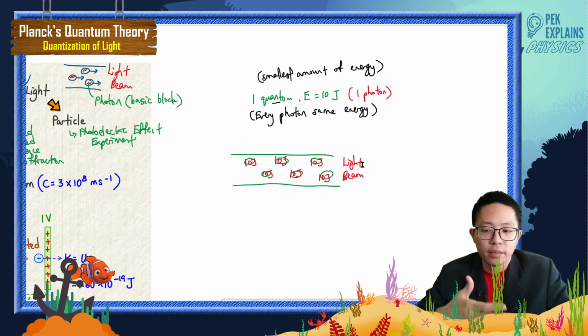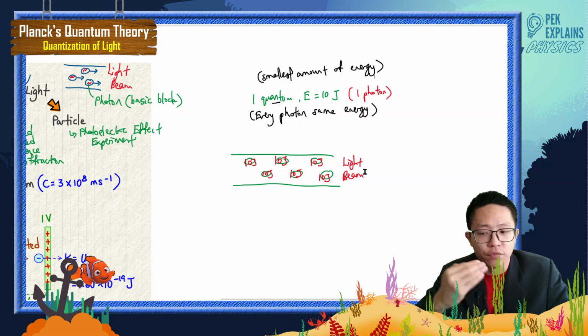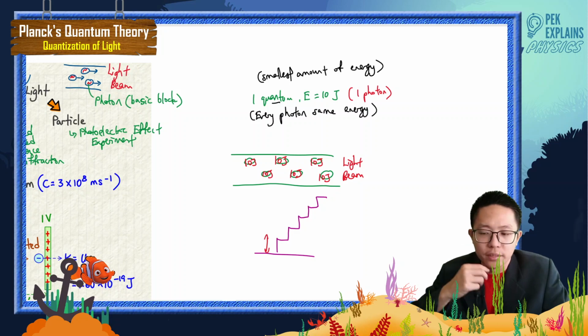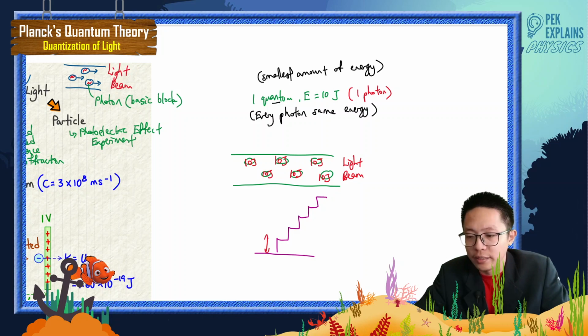So in the light, you can only see energy with 10. The smallest amount of this light is only 10 joule. Later on is 20 joule, 30 joule, and they have an equal amount. It's just like a staircase with equal height, all of them equal height. So the smallest amount of energy you can find in that light is 10 joule.